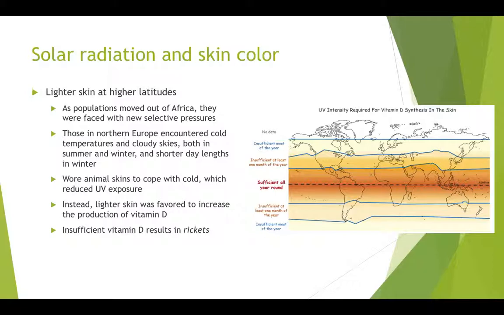So cumulatively, this leads to a lot lower exposure to UV radiation. So instead of melanin providing a protective benefit against high levels of UV radiation, in far northern latitudes, lighter skin was selected for so that individuals could produce enough vitamin D, right?